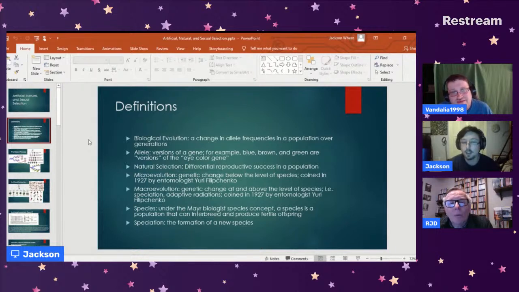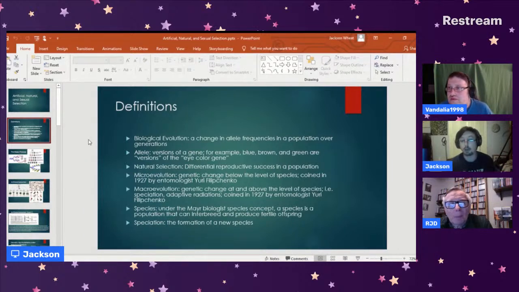So yeah, it can be argued that while individuals replicate, the nuts and bolts of evolution, the level of selection is really operating at a population level, even though yes, only individuals replicate. Correct. And so microevolution is genetic change below the level of species. Macroevolution is genetic change at or above, which includes speciation and adaptive radiations.